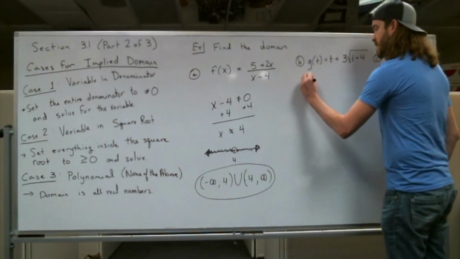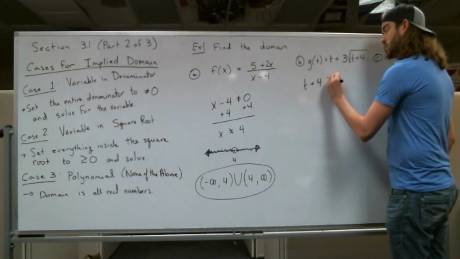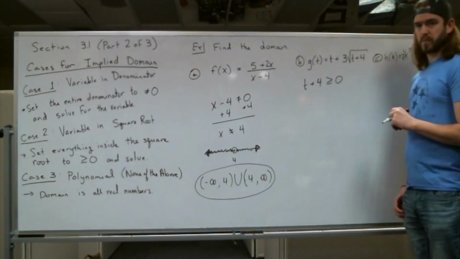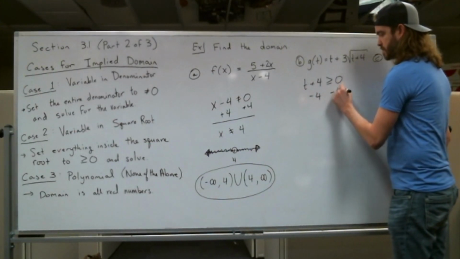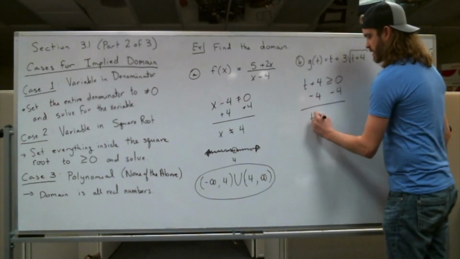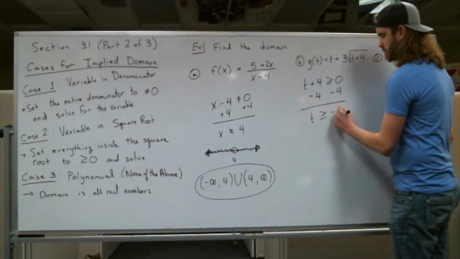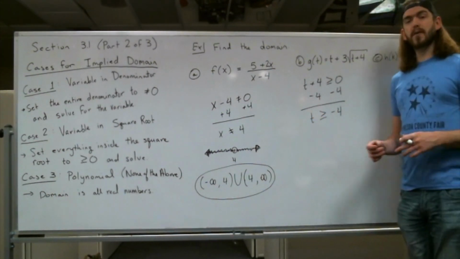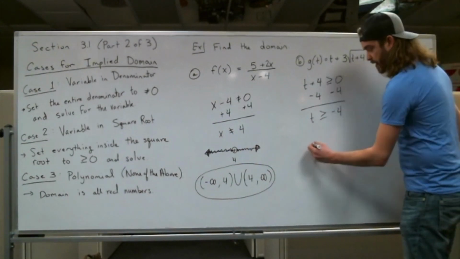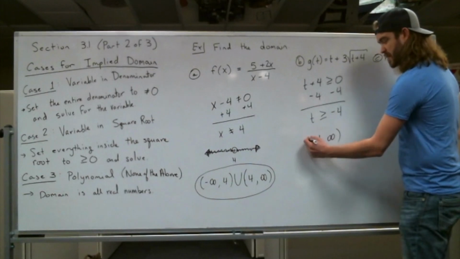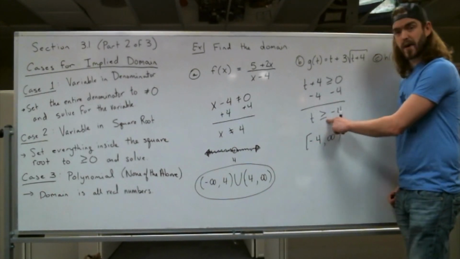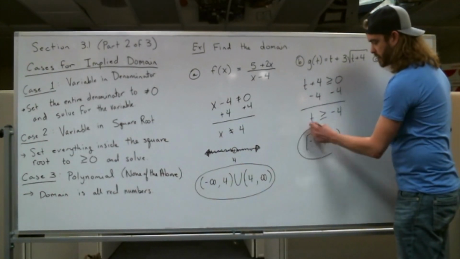So we're going to say t plus 4 is greater than or equal to 0. And then we're going to solve. So we're going to subtract 4 on both sides. So we see that t is greater than or equal to negative 4. So we need to write this in interval notation. To do that, we're going to put negative 4, comma, infinity, except this time we're going to have a bracket around it because it is greater than or equal to. So this is our final answer.